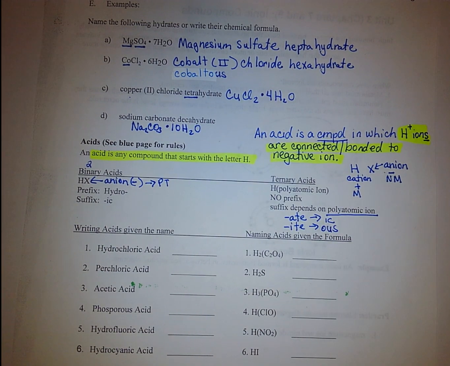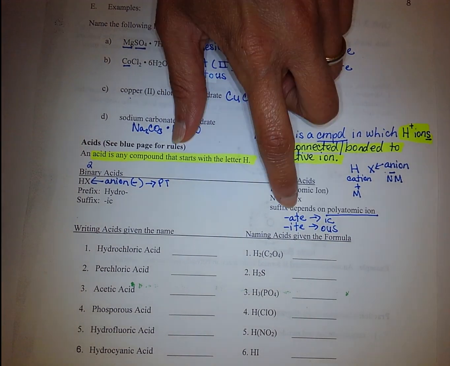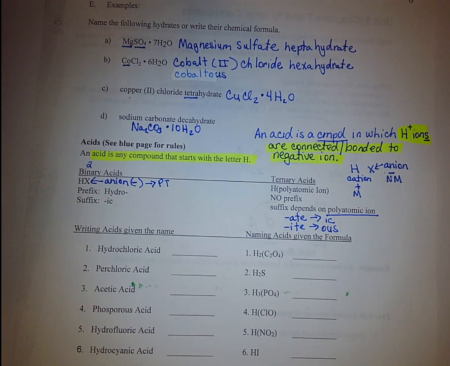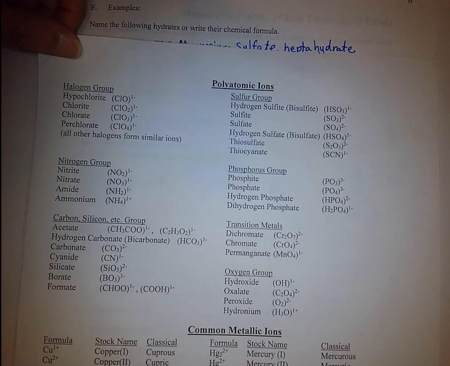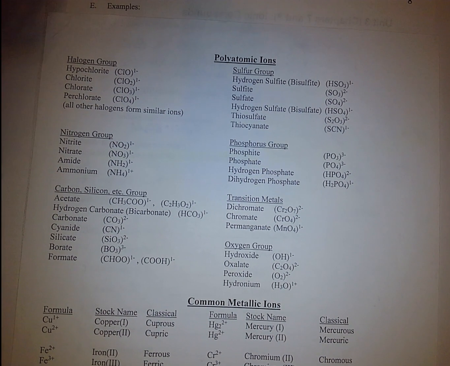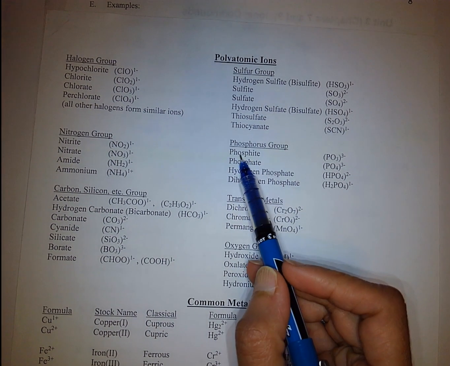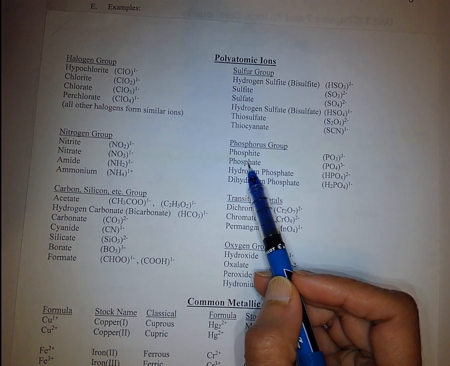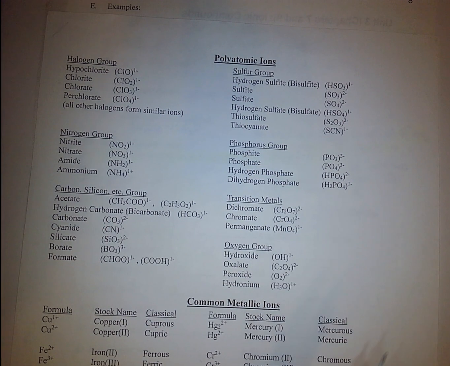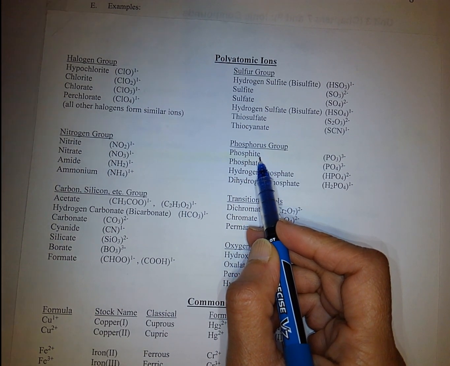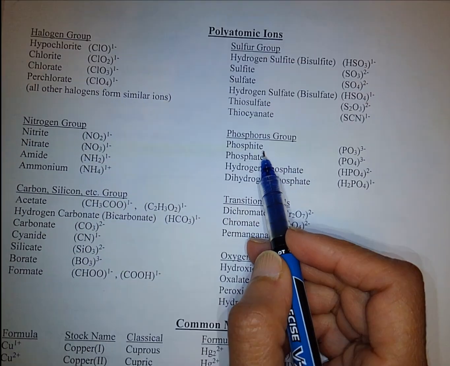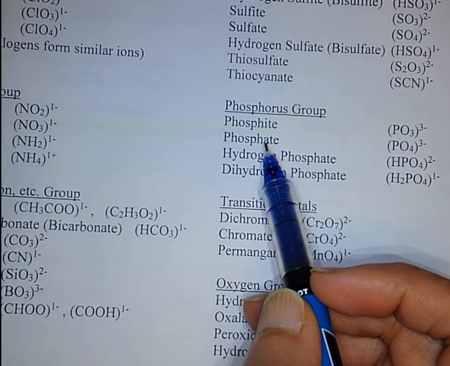So what am I really talking about? Well, look at this. ATE and ITE, well, those are the endings of your polyatomic ions. So if we happen to just look at phosphite and phosphate, notice how phosphite has an ITE ending. And let me zoom in right here.